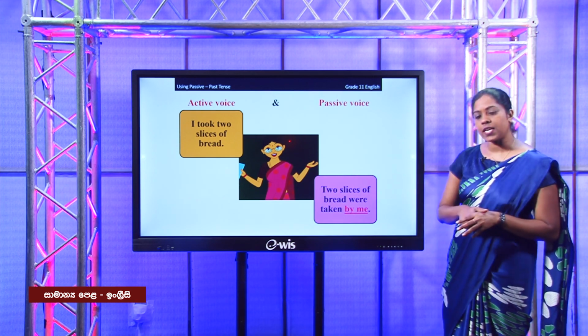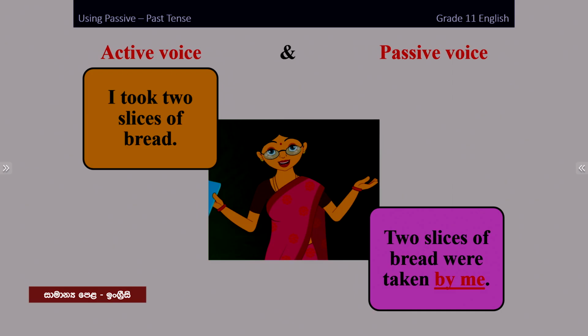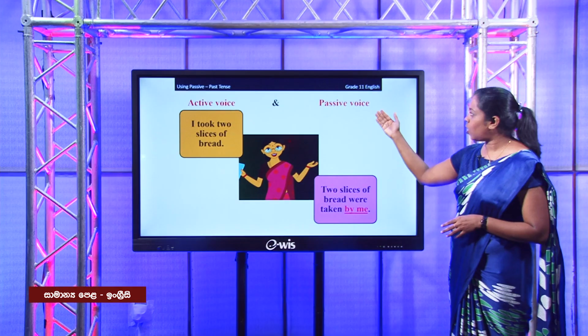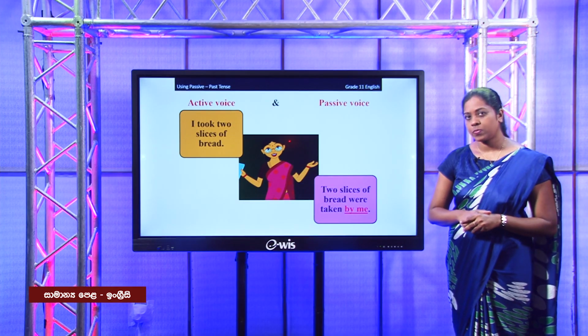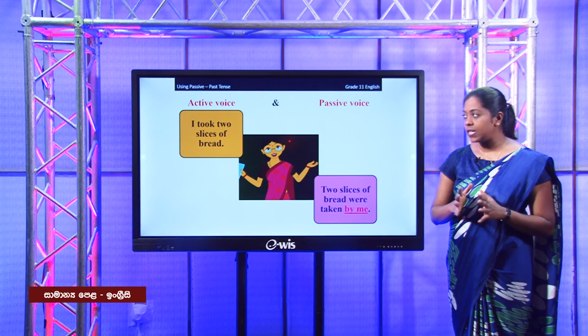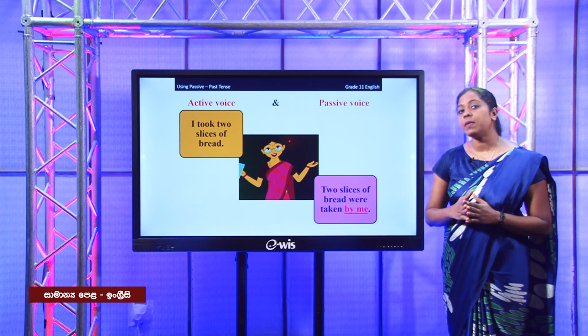Whereas, in the second sentence down here, 2 slices of bread were taken by me. Can you see the subject pronoun here? You don't see it, but we are talking about the 2 bread slices and what is done to those 2 bread slices, right? And we call that the passive voice. Hope you understand this clearly, the active voice and the passive voice.